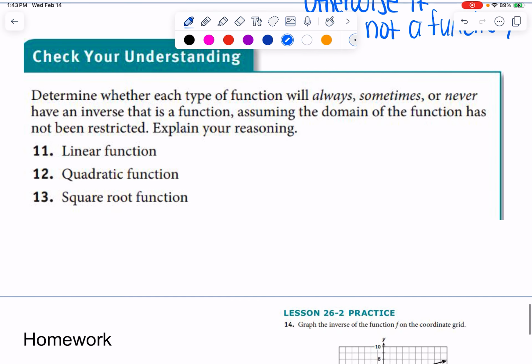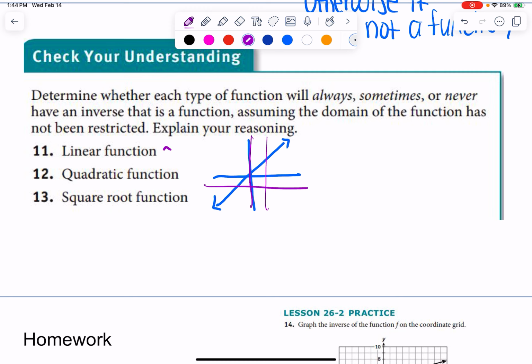All right, so starting off with this, it says a linear function. A linear function just looks like this, so I'm just drawing it out. It's basically a line. You're looking for, does it pass the horizontal line test and the vertical line test? In this case, it does. So here it passes, and also here. It says determine whether each type of function will always, sometimes, or never have an inverse that is a function, assuming the domain has not been restricted. Explain your reason. For a linear function, it's always going to be because it passes both tests.